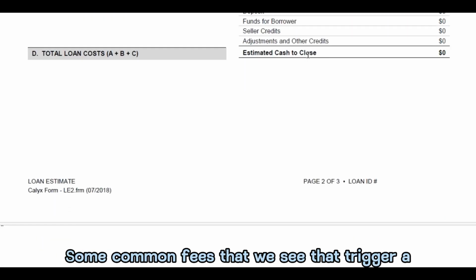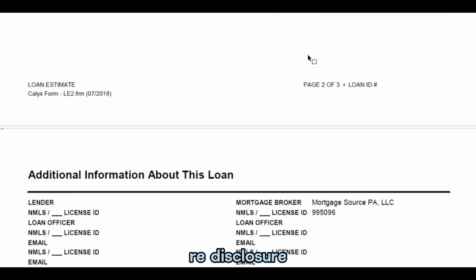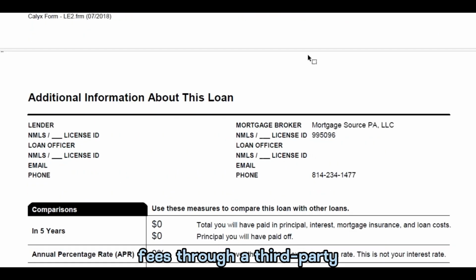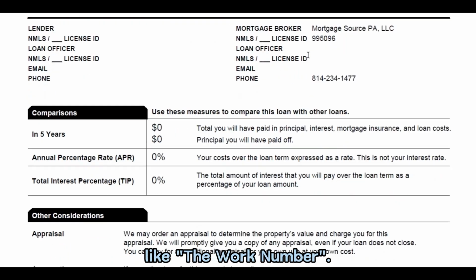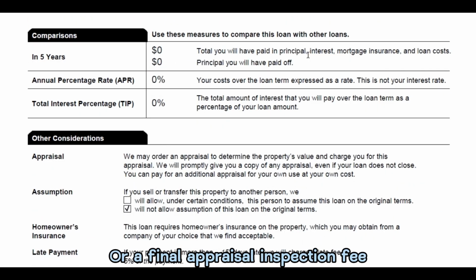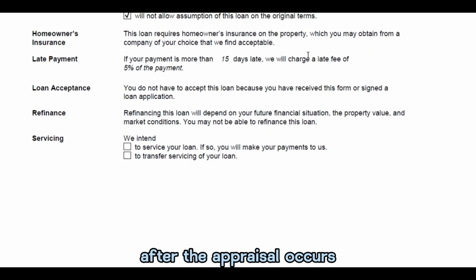Some common fees that we see that trigger a redisclosure are verification of employment fees through a third party your employer uses, like the Work Number, or a final appraisal inspection fee for government loans after the appraisal occurs and there are required repairs.